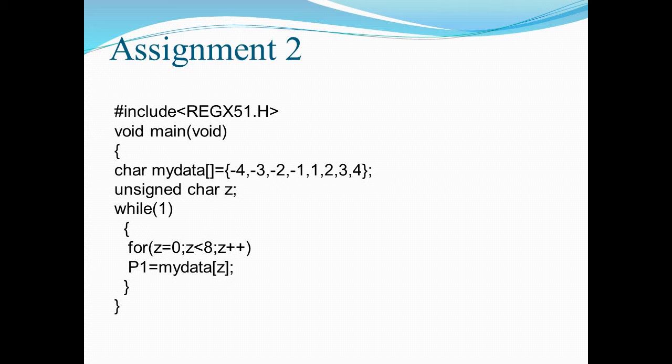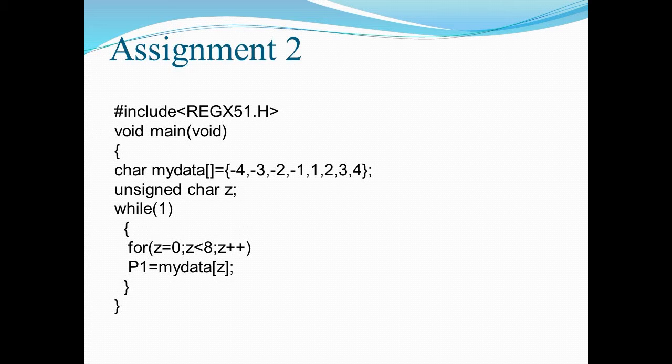After that there is a variable named my data, then square brackets, equal to, and the values that we want to pass to this array. Now what is meant by an array? An array is a collection of similar elements. When we want to pass more than one value, we use an array. Here we want to pass -4, -3, -2 up to 4, so we have used an array.